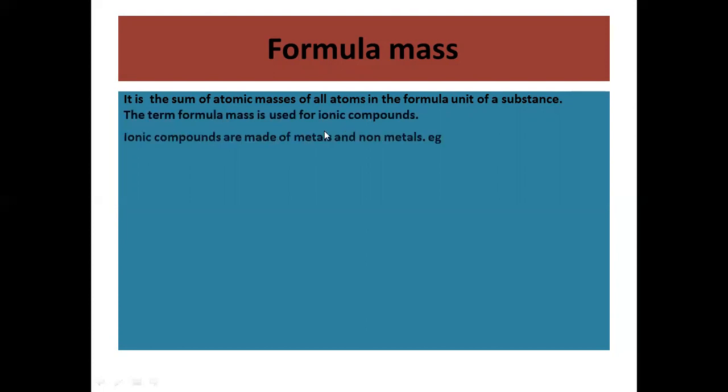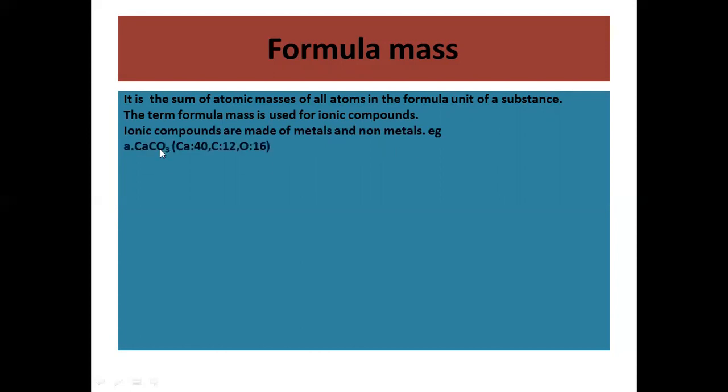What are ionic compounds? Ionic compounds are made of metals and non-metals. For example, we have calcium carbonate. Calcium is a metal and carbon and oxygen are non-metals. That's why this compound is called an ionic compound.